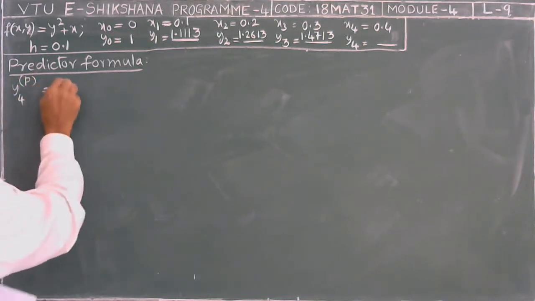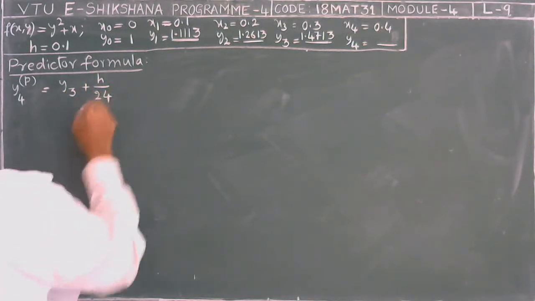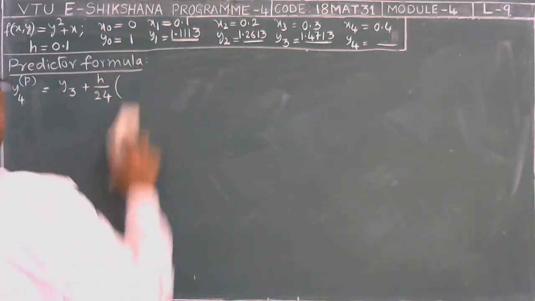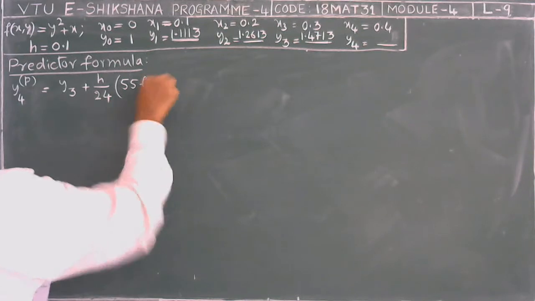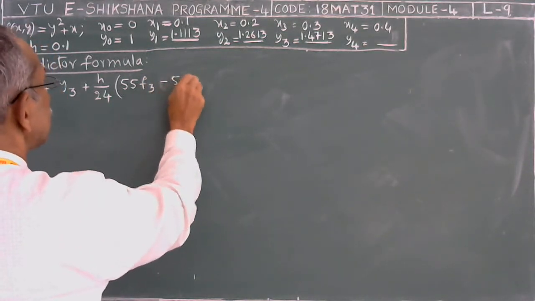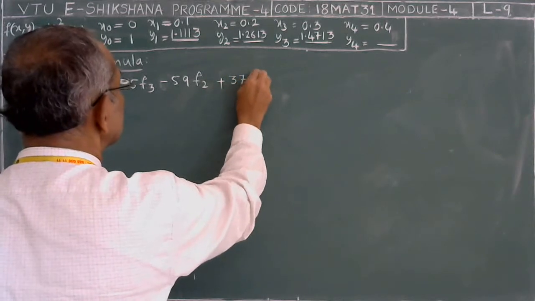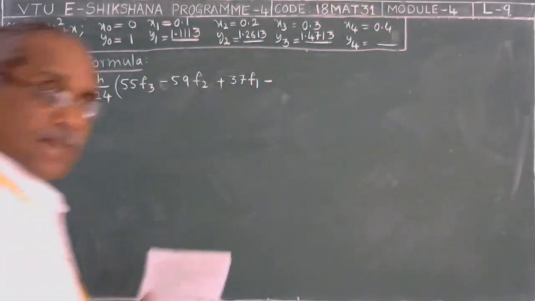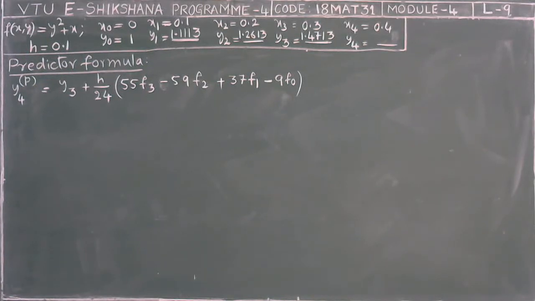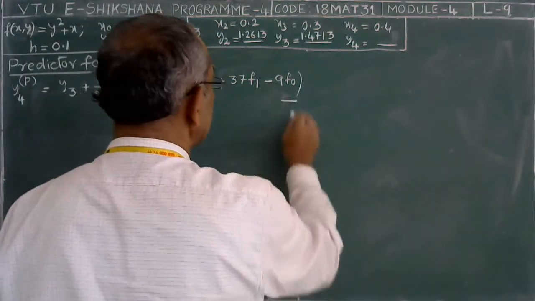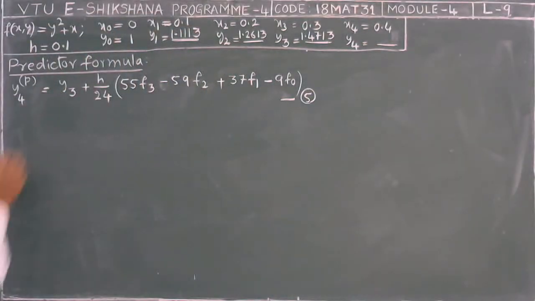y4P is equal to y3 plus h divided by 24 multiplied by 55 f3 minus 59 f2 plus 37 f1 minus 9 f0. This is our predictor formula which predicts the value of y at x equal to 0.4. Okay, so call this equation number 5. Now calculate these f's.